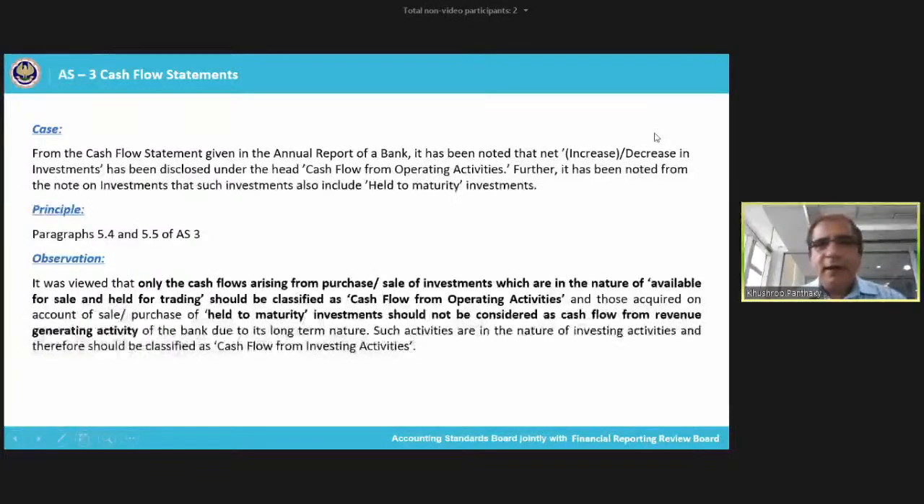Yeah. Coming to this particular slide, I will just read out for the benefit, because we are going to spend time on the errors which have been noted in the financial statements. So I'll just read out what the problem actually was. From the cash flow statement given in the annual report of the bank, it was observed that the net increase or decrease in investments has been disclosed under the cash flow from operating activities. Further, it has been noted from the note on investments that such investments also include held to maturity investments.